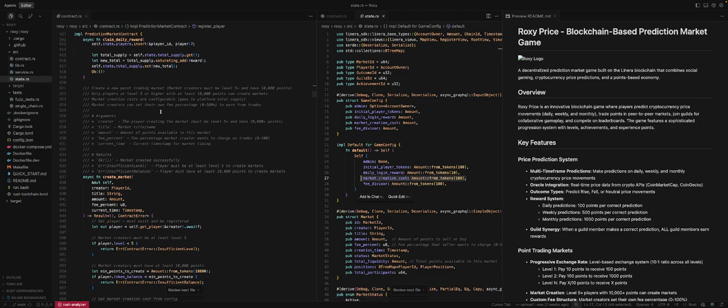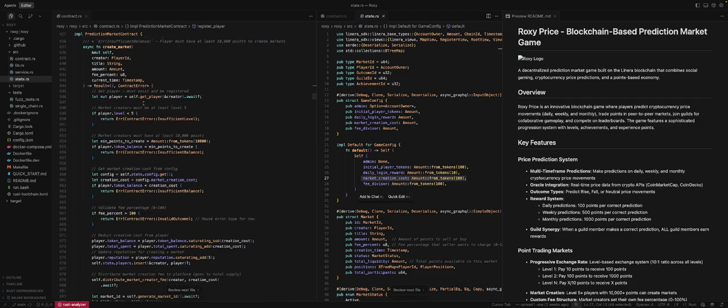The creator can set their own fee percentage, so it's very dynamic in the sense that you can set your own fee percentage. It's not a constant on Roxy. It gives players an opportunity: whenever you want to create a market and you're at level 5 and you have 10,000 points, you can create your own fee percentage. So there's a lot of cool stuff. Let's go through this again.